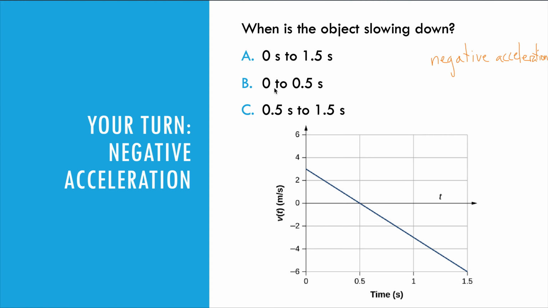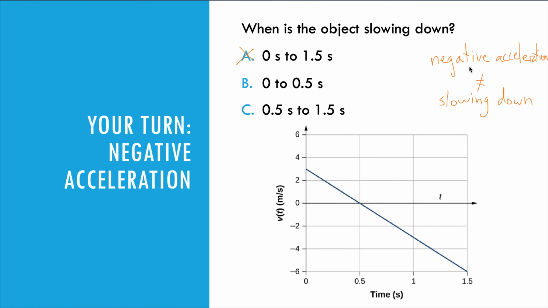So what did you pick? You may have been tempted to pick choice A from 0 to 1.5 seconds, which is the whole line, because you may be thinking, oh, negative acceleration, slowing down for the entire time. But that is not correct. So this reminds us of the moving man. Negative acceleration does not necessarily mean slowing down. Sometimes it does, but sometimes it doesn't. Only about half the time does a negative acceleration mean slowing down.